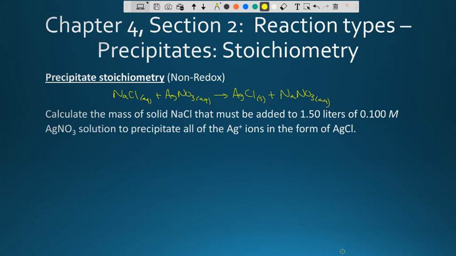And now let's move forward and balance the equation. 1 sodium, 1 sodium, 1 nitrate, 1 nitrate, 1 silver, 1 silver, 1 chlorine, 1 chlorine. Cool, we're balanced. All right, so it's a balanced equation.